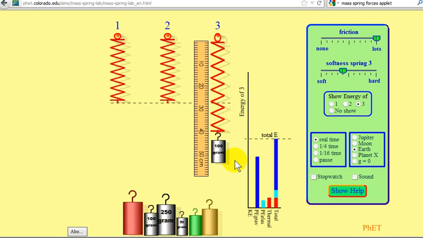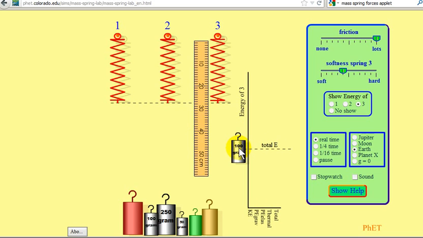Let's look at some qualitative features of simple harmonic motion. In later videos we will analyze simple harmonic motion quantitatively. Let's look at this 100 gram mass. It's in its equilibrium position at the 40 centimeter mark. If we remove this mass, the spring goes back to its original position, where it's neither compressed nor stretched.